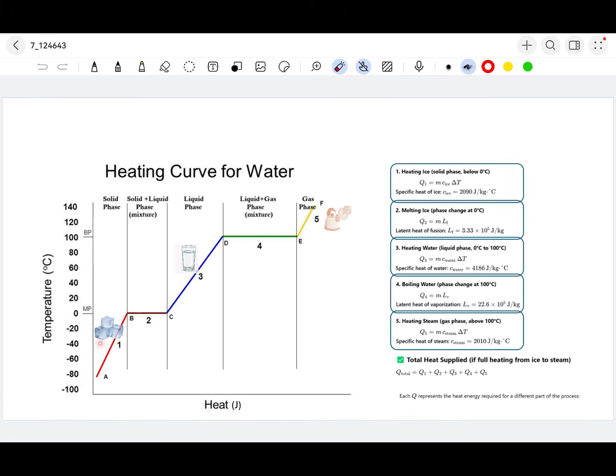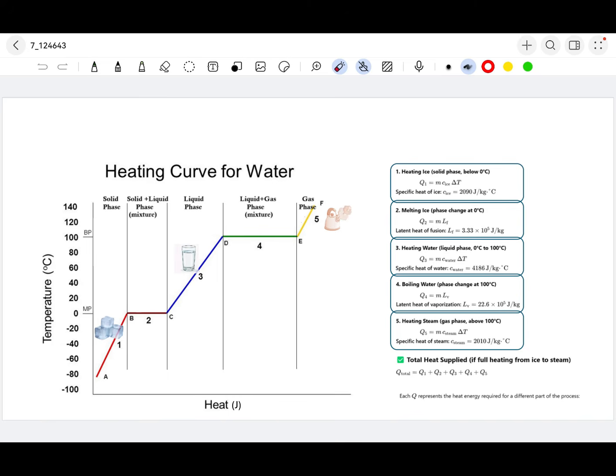Whatever the heat energy supplied to this ice is used to increase the temperature of the ice. So it remains in the solid phase only, and the heat energy will be used to increase the temperature. Whenever the solid phase comes, please remember this formula, Q equal to mc delta T, where C is the specific heat of the ice. Specific heat of the ice is 2090 joule per kg Kelvin or joule per kg degree Celsius.